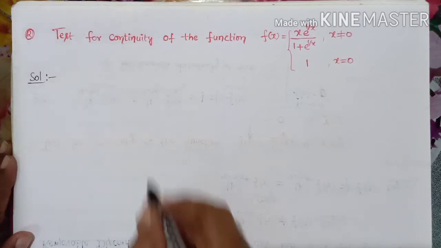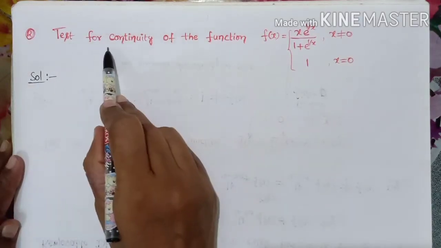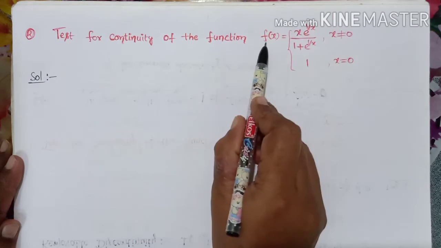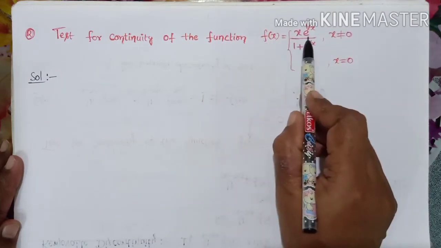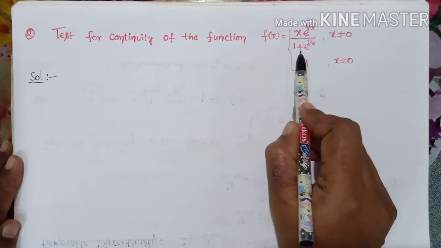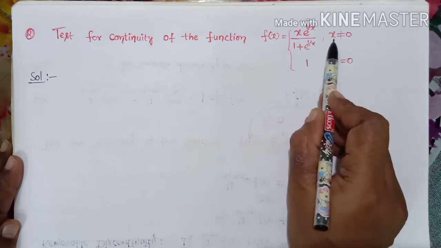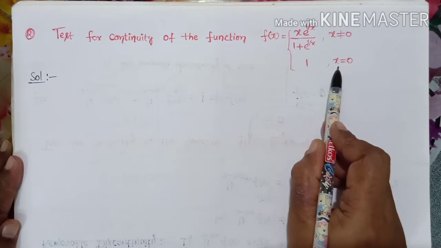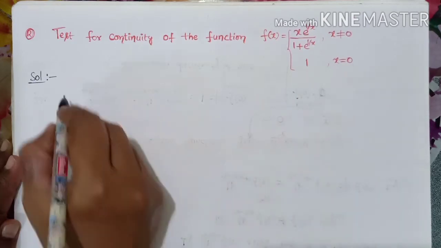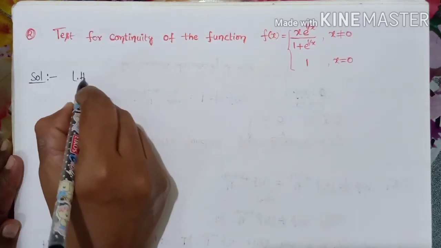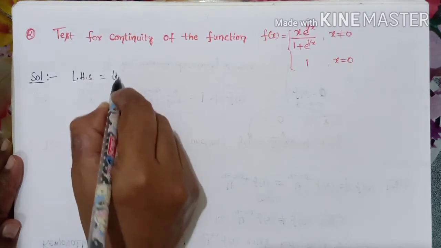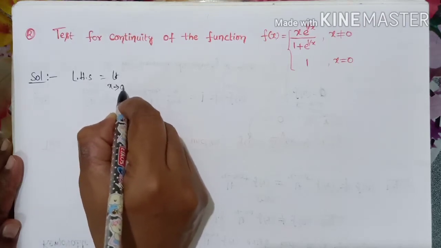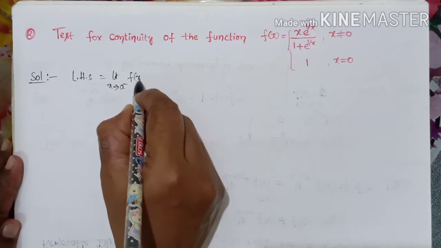Now we will see one more problem. Test for the continuity of the function f(x) is equal to x into e power 1 by x by 1 plus e power 1 by x for x not equal to 0, and f(x) is equal to 1 if x is equal to 0. First we take the left-handed limit. That means the limit as x tends to a minus of f(x).